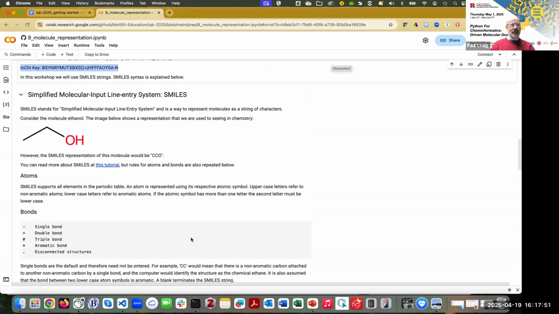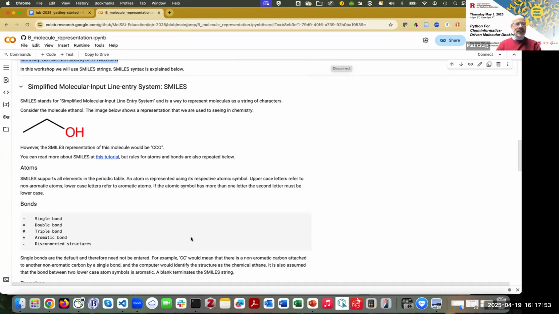So SMILES stands for Simplified Molecular Input Line Entry System. This is a way to represent a 2D or 3D molecule as a list of characters. And in SMILES strings, first of all, we don't typically show the hydrogens when they're bound to carbons. We might show them when they're bound to oxygens or nitrogens or other things, but not when they're bound to carbons.